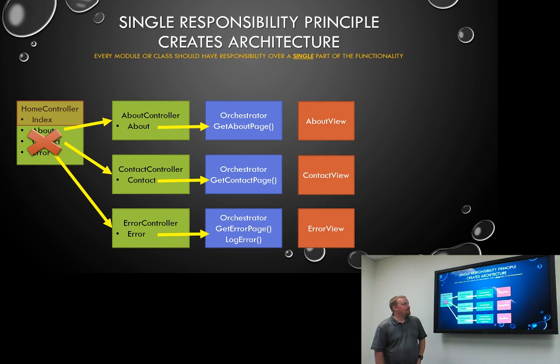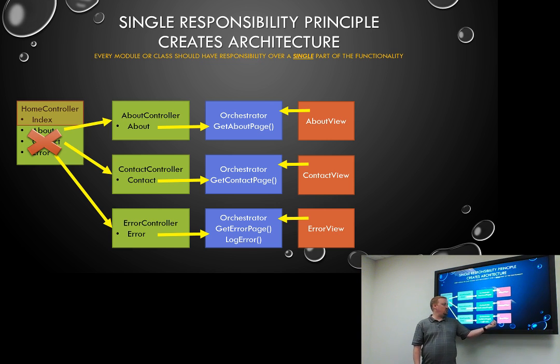So then we obviously have to have the view that we bring back to the user. We have to have something to show them when we're done, some sort of output, right? So our views: what the get about page action is going to do is return that about view. Same thing with this orchestrator, the contact view is going to be returned when the get contact page gets called. Same thing with the get error page. After it does the get error page and it logs the error, then it's going to return the error view. Okay? So we have our views.